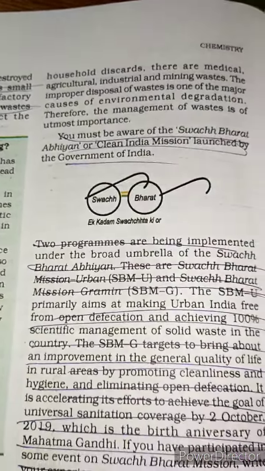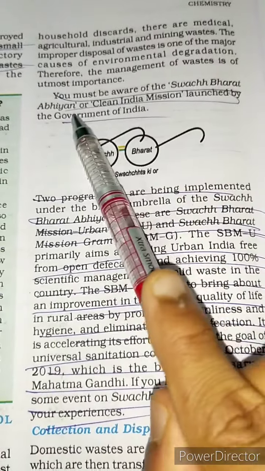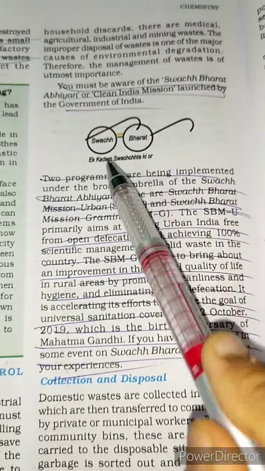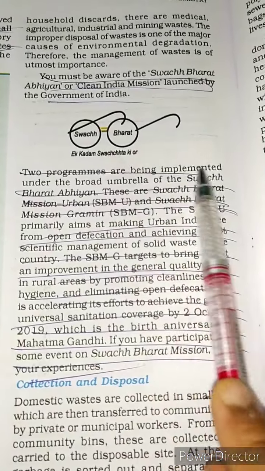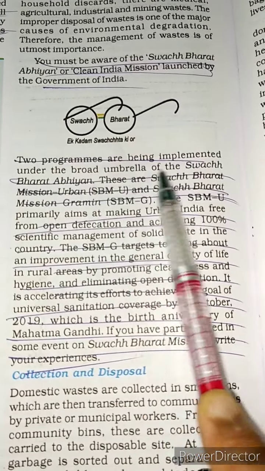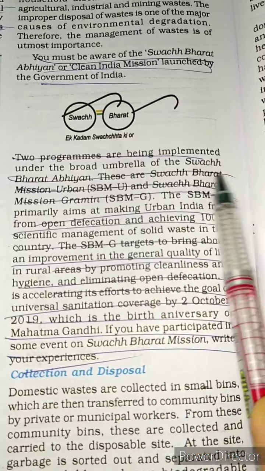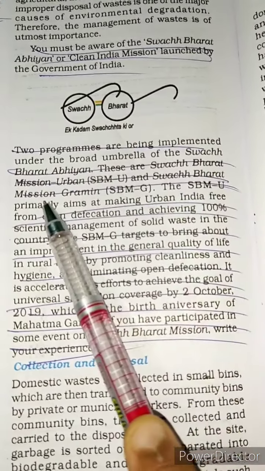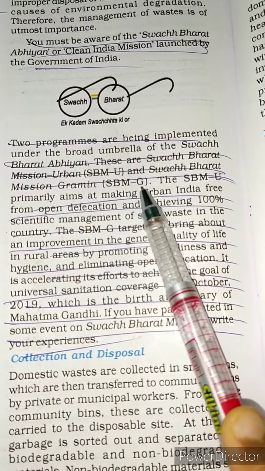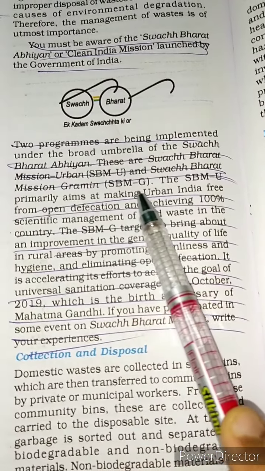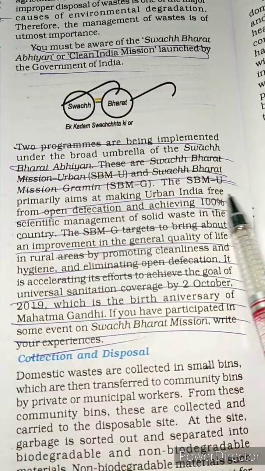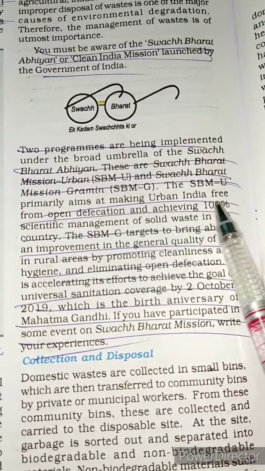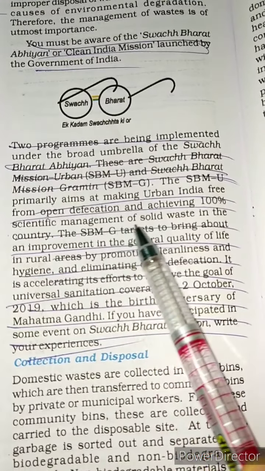You must have been aware of the Swachh Bharat Abhiyan or Clean India Mission, launched by the Government of India. Two programs are being implemented under the broad umbrella of Swachh Bharat Abhiyan. These are Swachh Bharat Mission Urban, that is SBMU, and Swachh Bharat Mission Gramin, SBMG. The SBMU primarily aims at making urban India free from open defecation and achieving 100% scientific management of solid waste in the country.